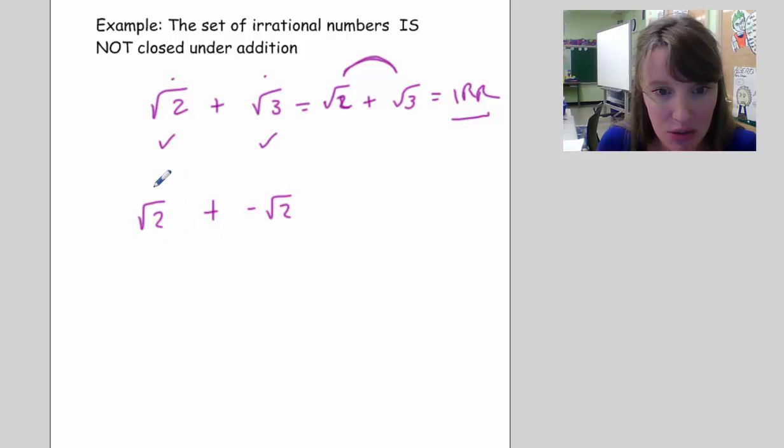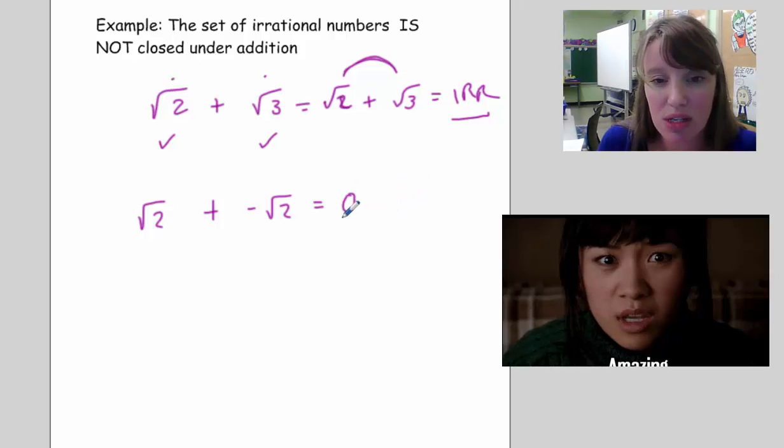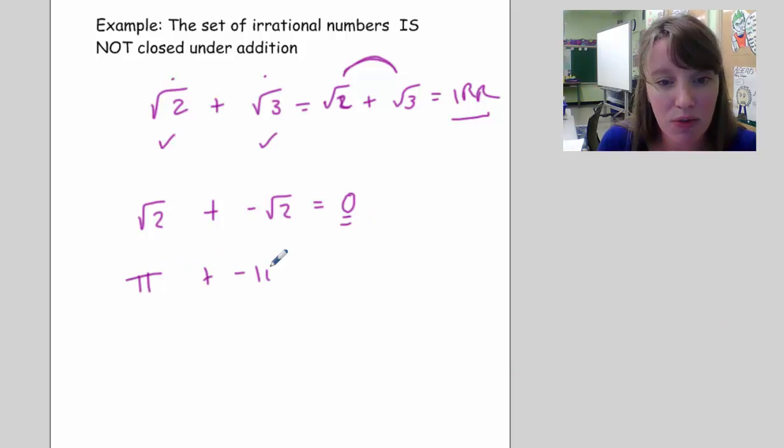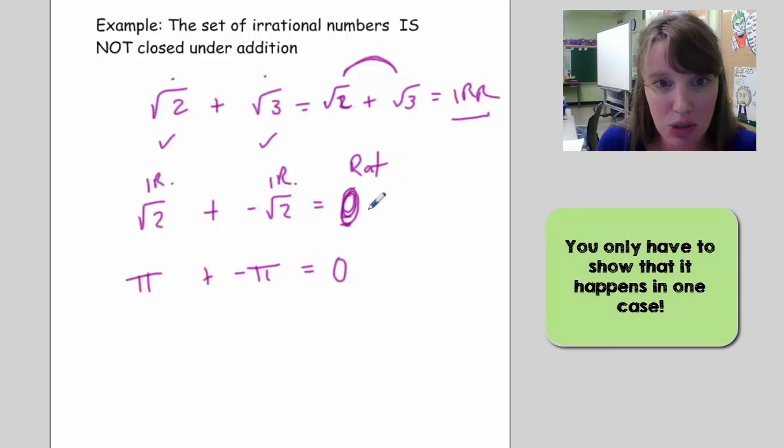Both of them are irrational, right? Negative 2 is irrational because its decimal doesn't terminate or repeat. Same with its opposite. If you add those two together, what do you get? 0. But 0 is a rational number. So this is the one situation: if you take an irrational number and add it to its opposite, you get the rational number 0. So just because there exists one case in which you can add an irrational number to another irrational number and get a rational number, you can say that it is not closed under addition.